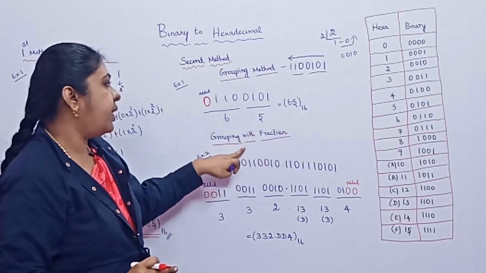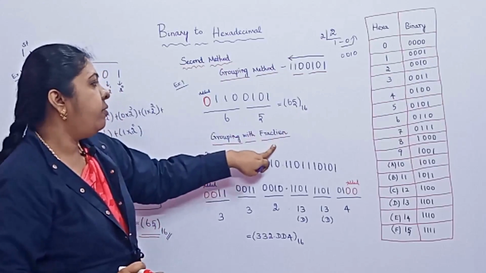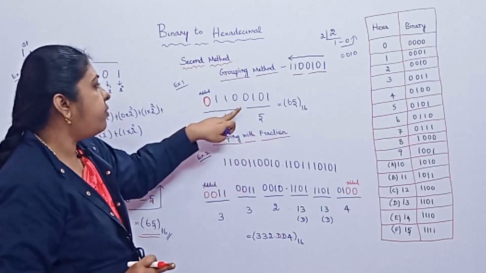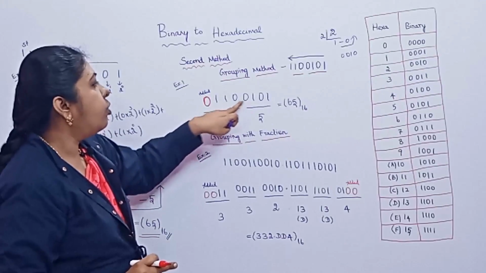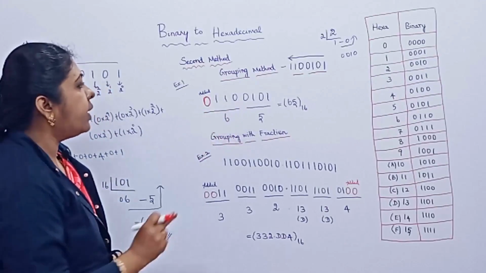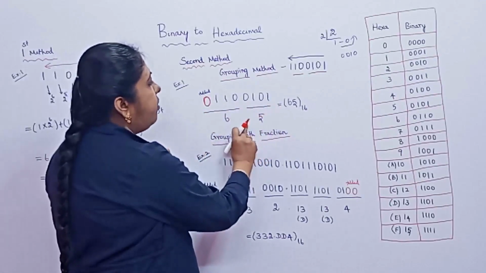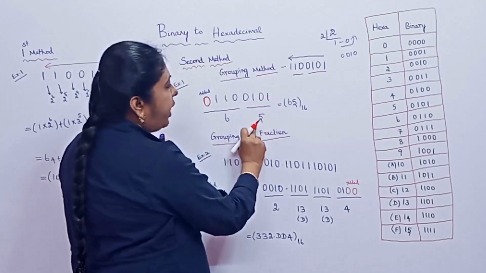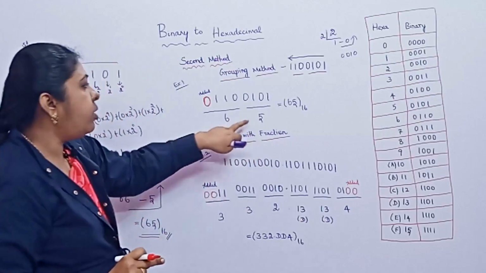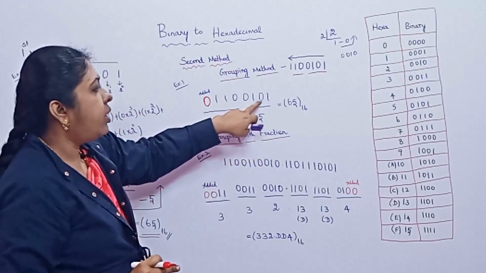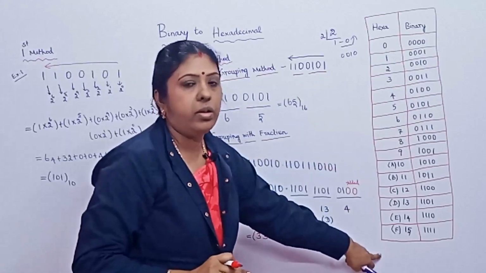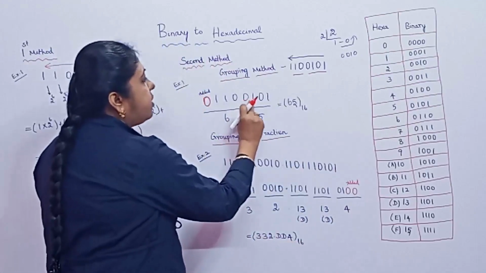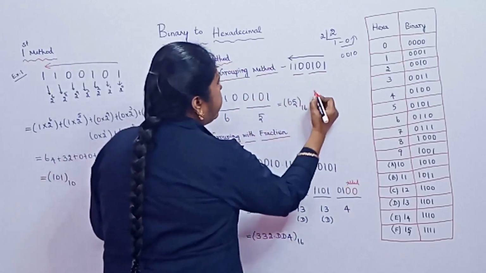And next, consider grouping with fraction. In the grouping method, a shortcut can also be used for finding the value of 0101. When you can't remember the table, how can we find the value of 0101? Consider the example.